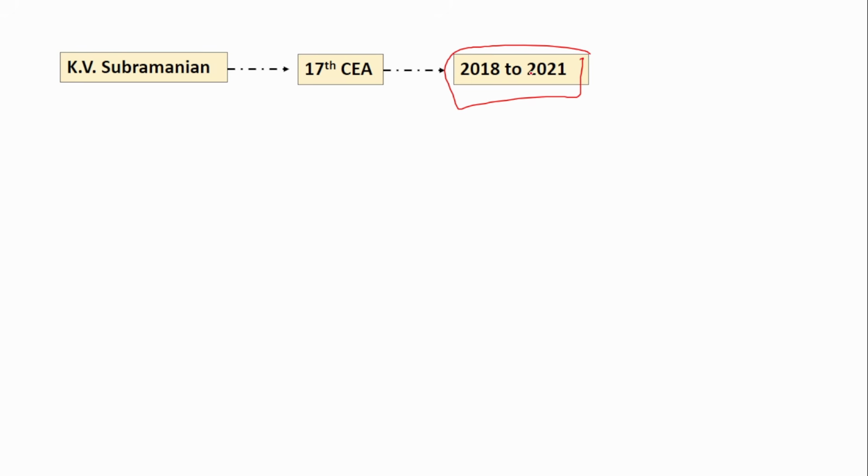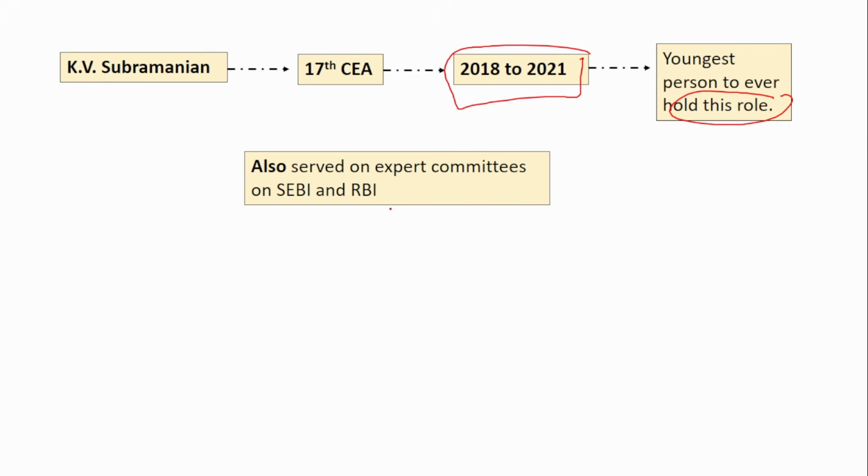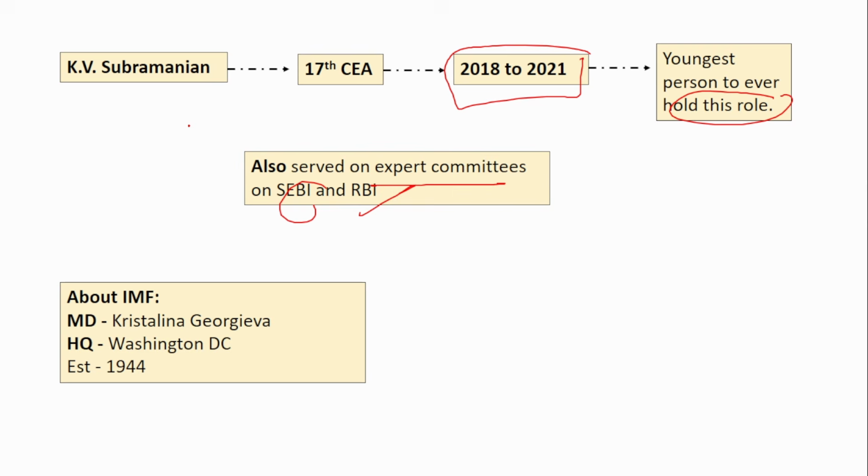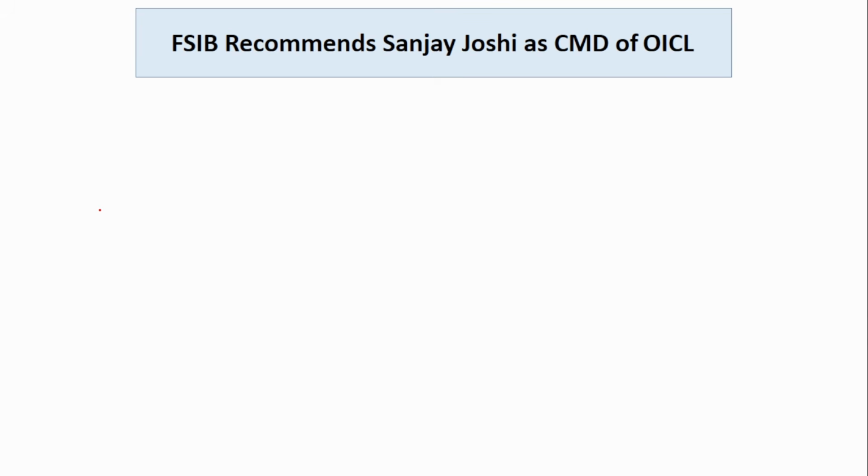Next, let us know a few things about KV Subramaniam. He was the 17th Chief Economic Advisor. From 2018 to 2021, he served as the Chief Economic Advisor, one of the youngest persons to have held this role, and he also served on the expert committees on SEBI and RBI. So these were the previous roles played by KV Subramaniam. The IMF MD is Kristalina Georgieva, and it is headquartered in Washington DC. It was established in 1944.